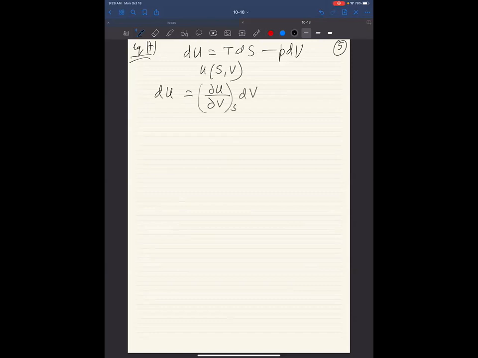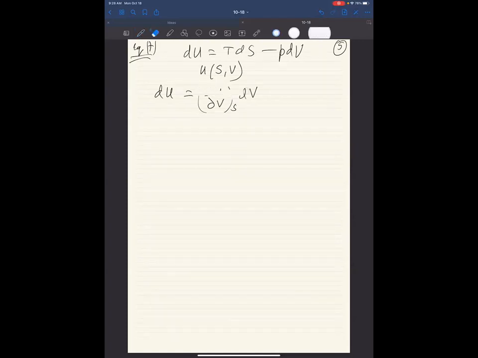Equation 7 says dU is equal to TdS minus PdV. And we are saying that U is a function of S and V. Okay, now pay attention. I'm going to do some mathematical wizardry, some magic. So if U is a function of S and V, what can we say about dU? How else can we write it? We can write it as partial U by partial V at constant S multiplied by dV, right?